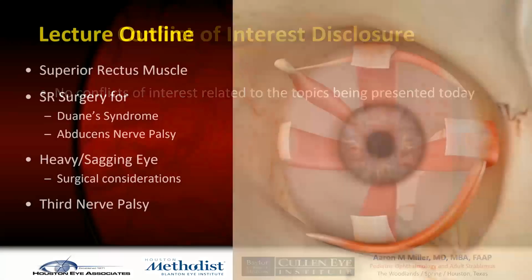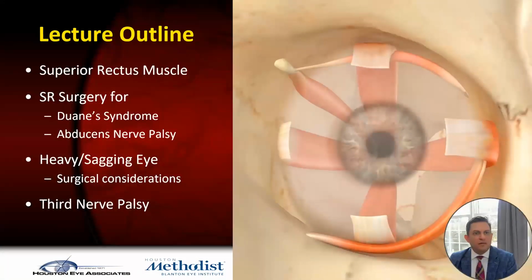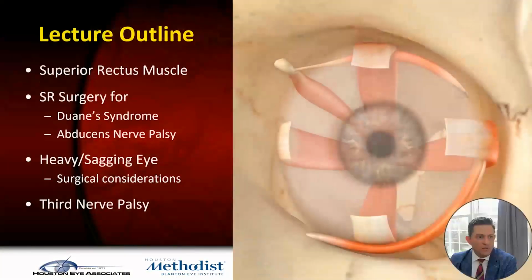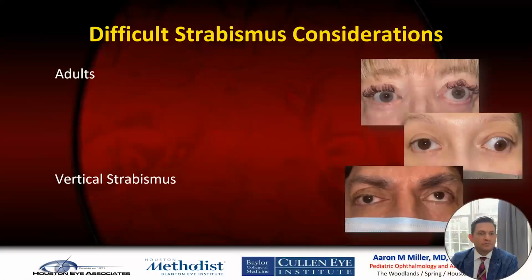So as far as what we are going to be talking about in today's talk, I'll be discussing the superior rectus muscle, how it works and how it's being used in some of the newer surgeries, and then specifically for Duane syndrome and abducens nerve palsy. Also, I'll be discussing heavy eye, sagging eye, some surgical considerations for that, and then lastly, third nerve palsy and my experience with surgery related to that muscle.